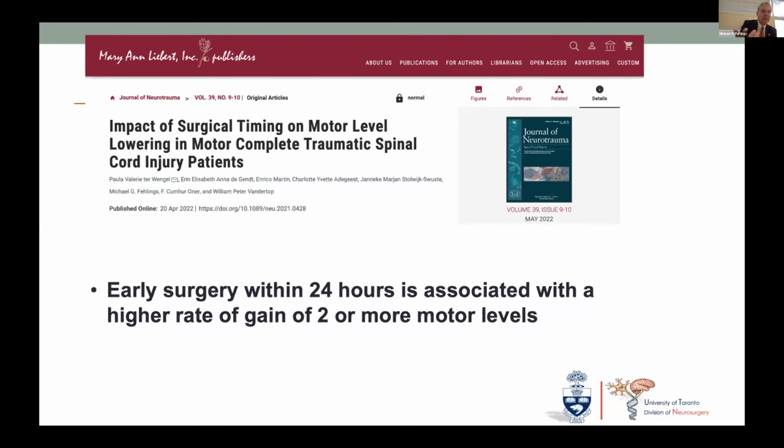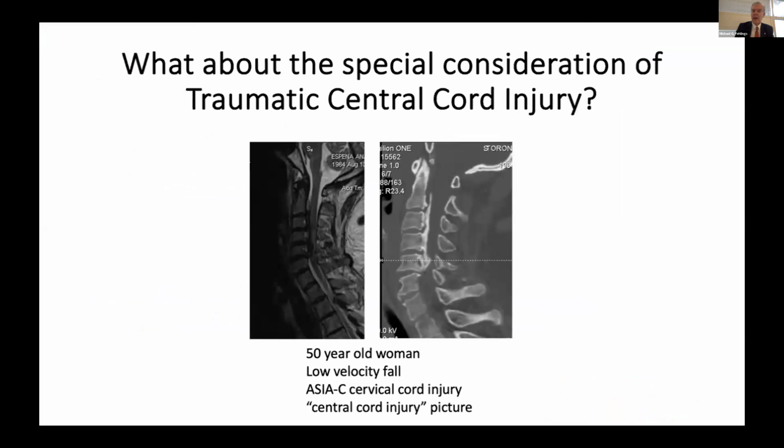So, for example, if you think about somebody who has a C5 or C6 level, if they recover, say, 2 or more myotomes, they can get hand and upper extremity function improved, which has a big impact on independence. And then what about the special consideration of traumatic central cord injury? I would argue that this is really a form of an incomplete cervical injury. And, you know, with patients with milder forms of injury, you may think a bit about whether surgery might or might not be beneficial. But for more severe types of injury, I would suggest that when medically feasible, you should be considering early surgery.